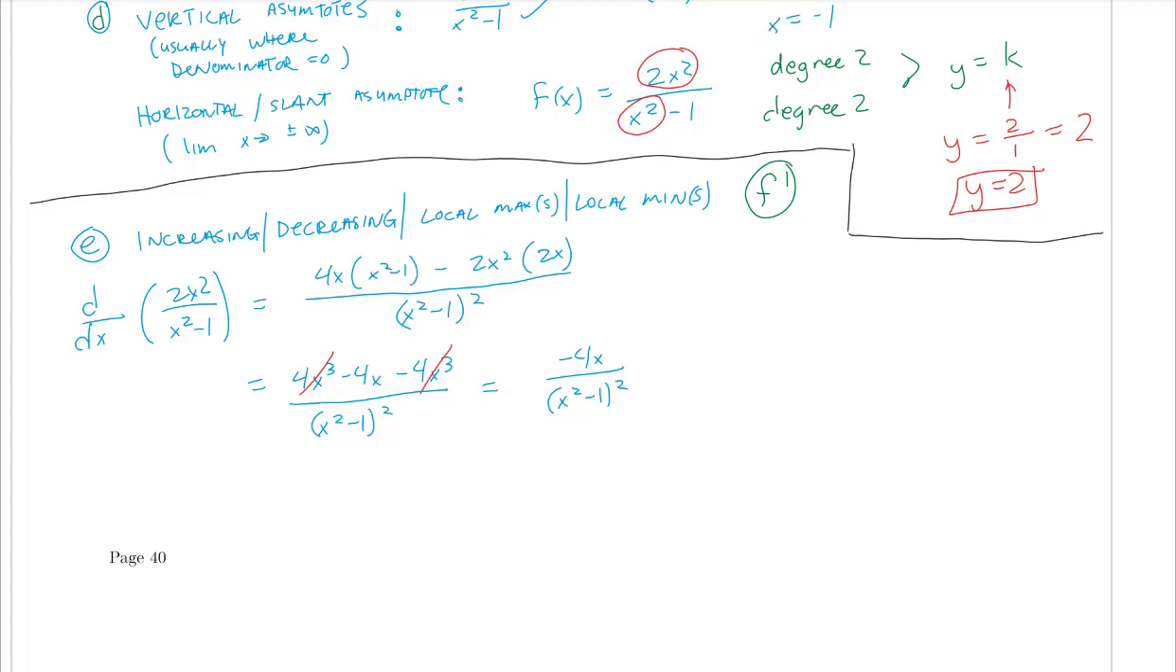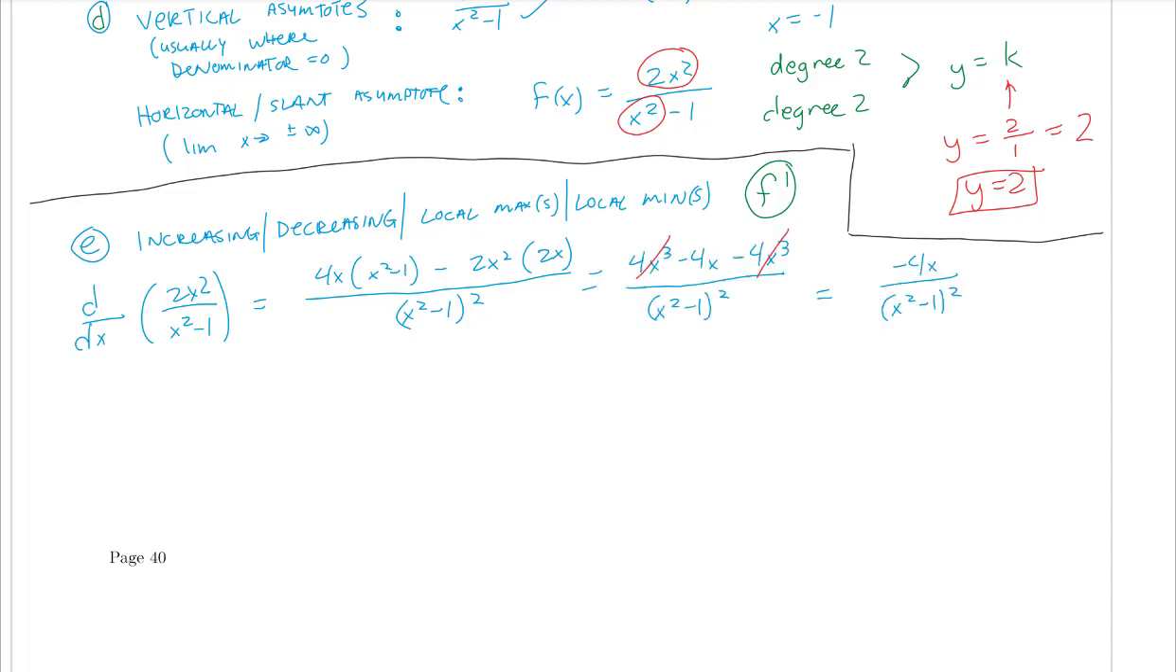And I'm just going to move that up here to get it out of our way. But let's remember that this is our derivative right here: negative 4x over x squared minus 1 squared. So now we need to use that to make our number line that has the signs of our derivatives.